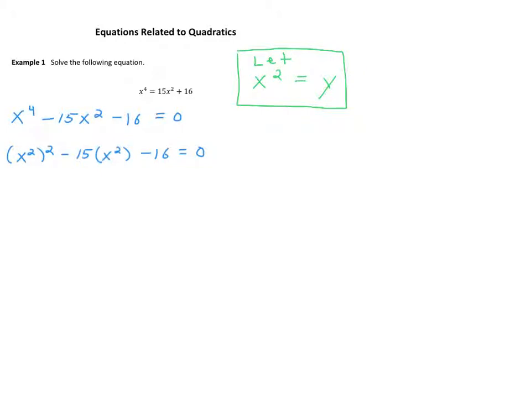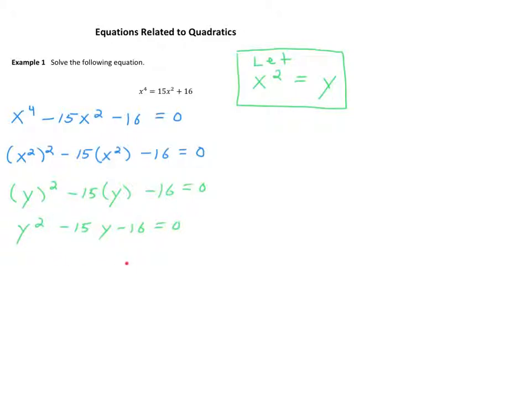If I do that, I've changed my equation. It's now y squared minus 15y minus 16 is 0. I don't really need those parentheses around the y's. That's, again, y squared minus 15y minus 16 is 0. So what we've done is we took this equation, which was not a quadratic, let y equal x squared, and changed it to a quadratic equation.